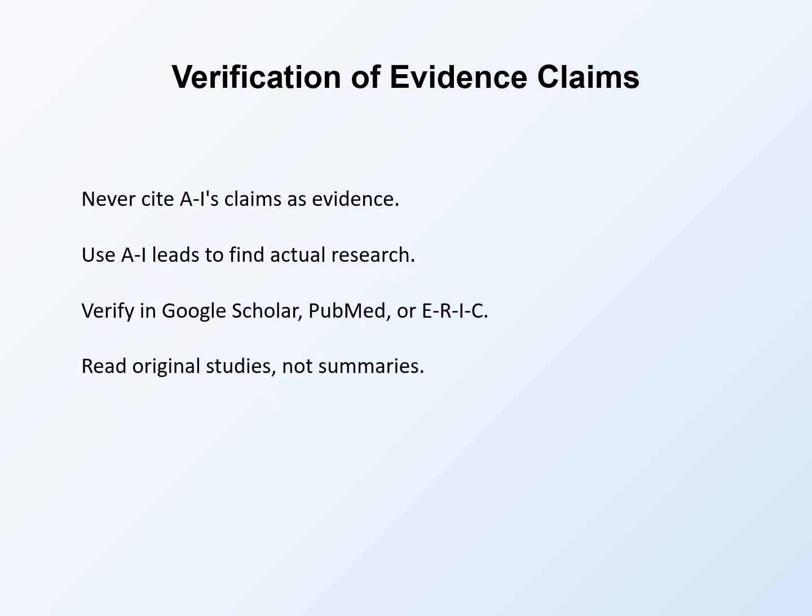Instead, use AI's suggestions as starting points for your own research. If AI mentions the Positive Youth Development Framework, search for that term in Google Scholar. If it mentions a specific study, look for that actual study. When you find real research, read the original studies rather than relying on abstracts or summaries. Understand what the research actually demonstrates, including its limitations, population studied, and effect sizes.